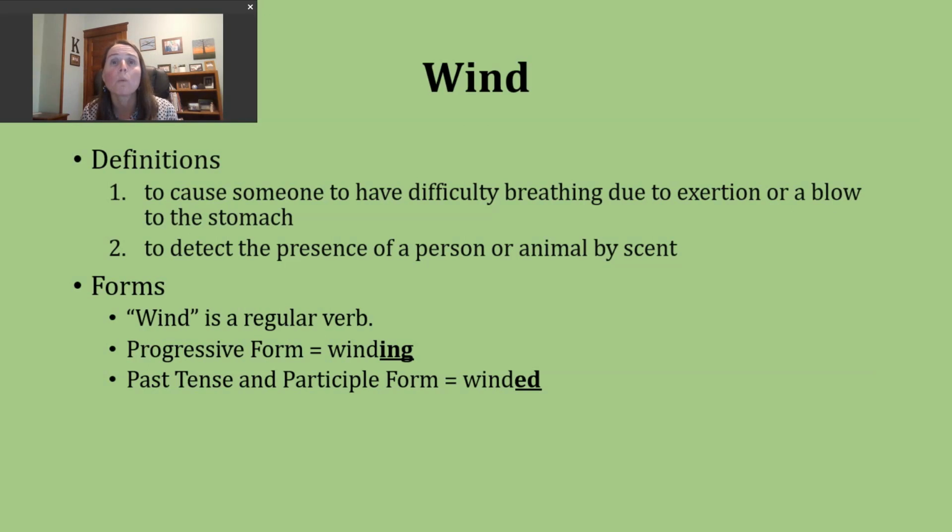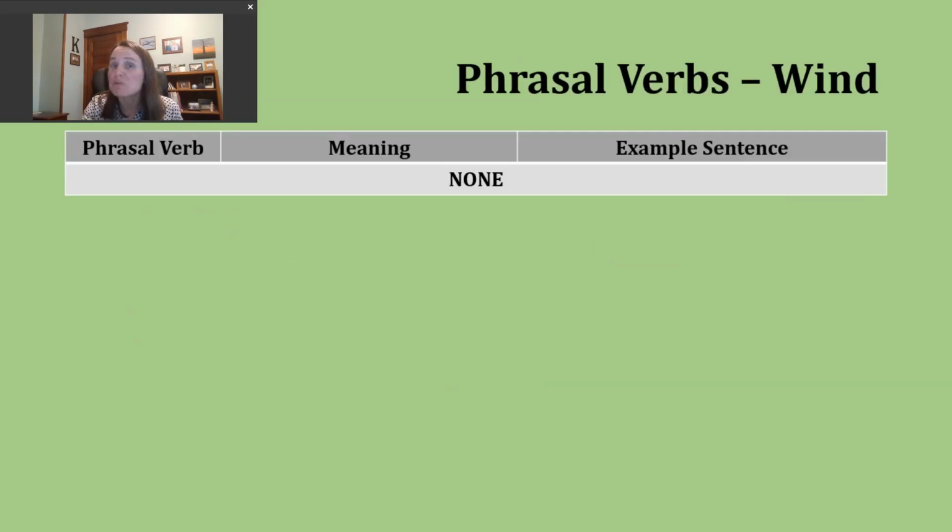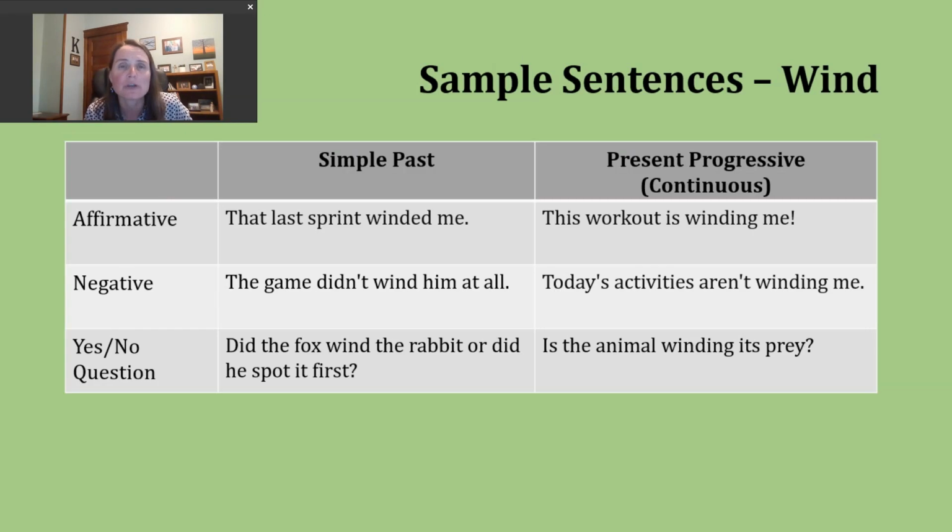Now the base verb, wind, ends with a D sound. So that means when I add that ed ending, I'm going to add an extra syllable to the verb. So the past tense and the participle form of the verb should sound like this. Winded, winded. Okay. Now you might be happy to know we don't have any phrasal verbs after having so many to talk about yesterday. So instead, we'll move on and do a little verb tense review and a little verb tense practice with our verb.